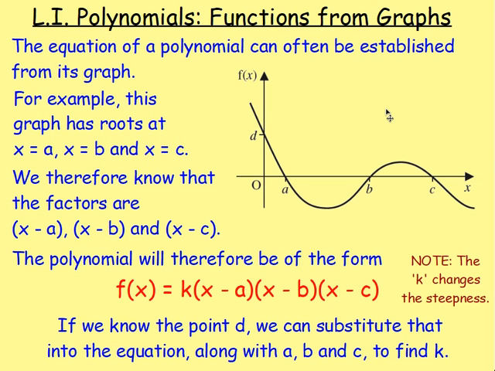After that, we're looking at functions from graphs. A lot of the time we will be given a graph and we'd have to work out the function, work out the equation. And to do that, we look at the places it crosses the x-axis. So this funky graph here, we can see it crosses at A, B, and C. Therefore, we know that the factors are going to be x minus a, x minus b, and x minus c. Remember, if you have the roots x equals a, x equals b, and x equals c, if you move the a to the other side or subtract a, it'll give us x minus a equals 0.